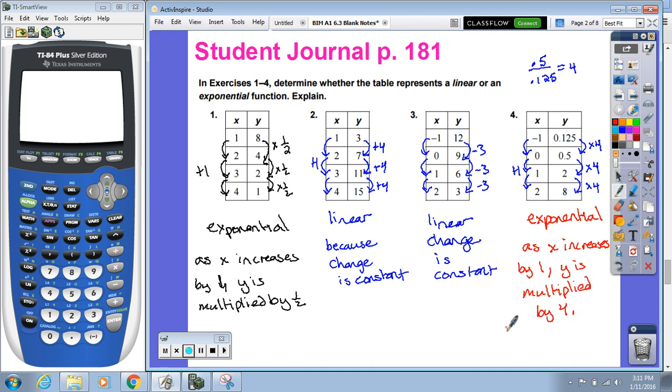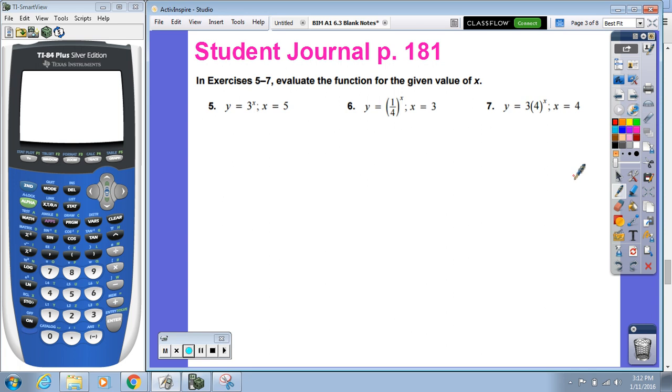Now if you graph these, the exponentials would graph and they'd make a curve, and the linears would graph and the dots would make a line, and that's another way to tell. But we want to know how to tell algebraically with the numbers. We also want to know how to tell by graphing the ordered pairs and seeing what the graph looks like. Alright, so looking at numbers 5 through 7, on page 181 in your student journal, it says evaluate the function.